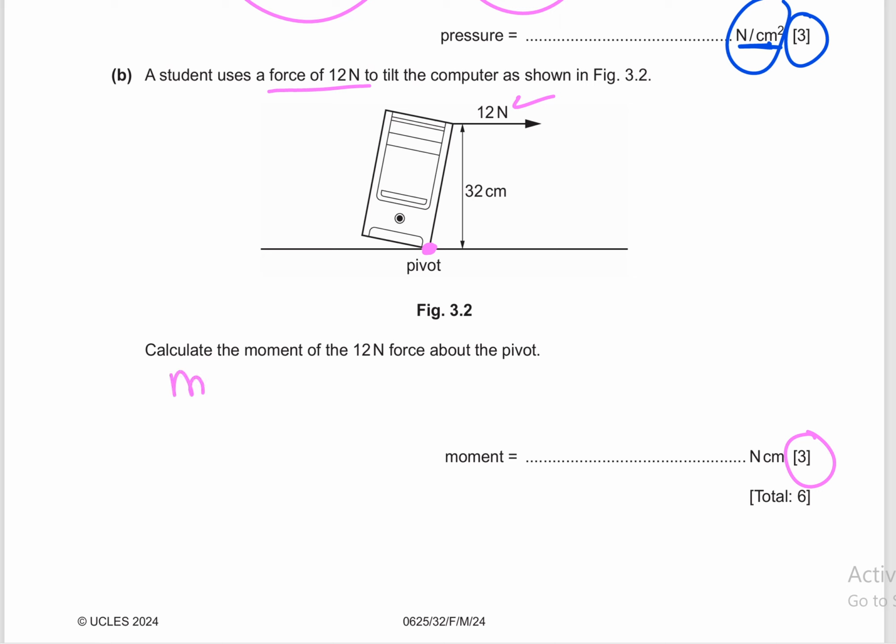So we all know that moment is actually force multiplied by the distance from the pivot, right? It is the distance from the pivot. Okay, this is the formula. You'll get 1 mark here.